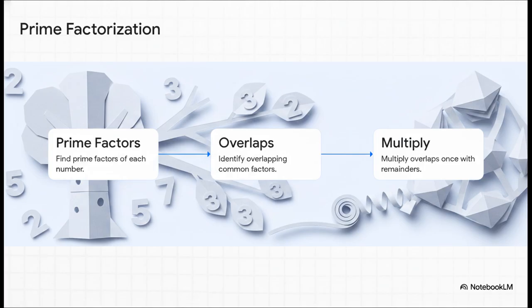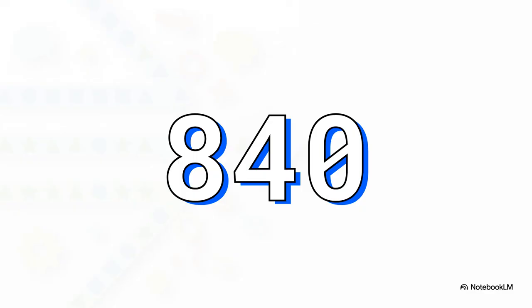Next, we take only one single copy of that overlap. Finally, we multiply it by whatever leftover prime factors remain. We do it this way to avoid useless duplicates that would make our final number way too big. Let's actually see that in action.